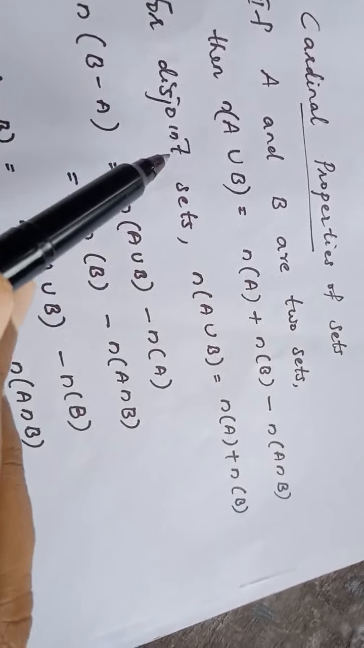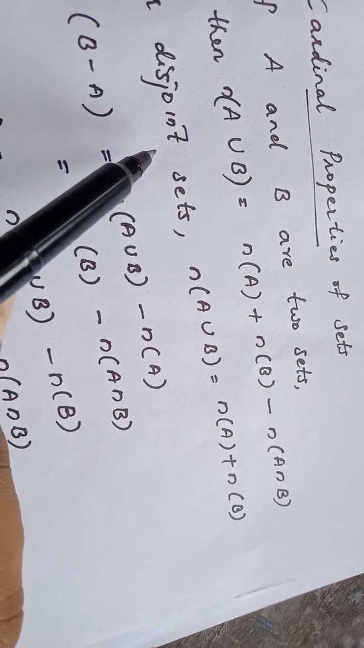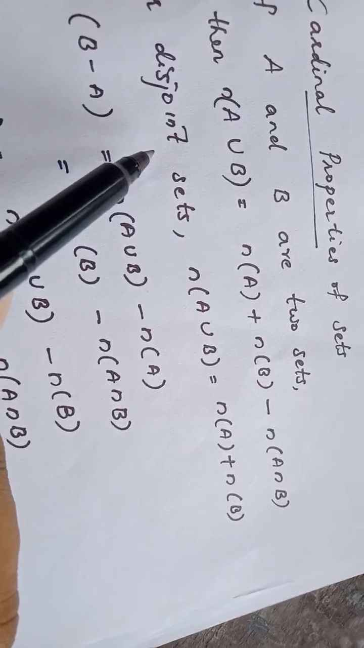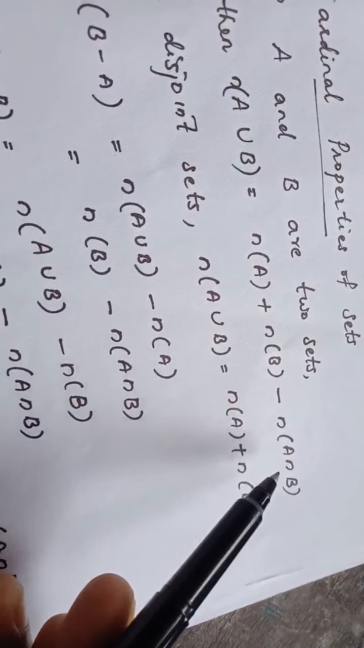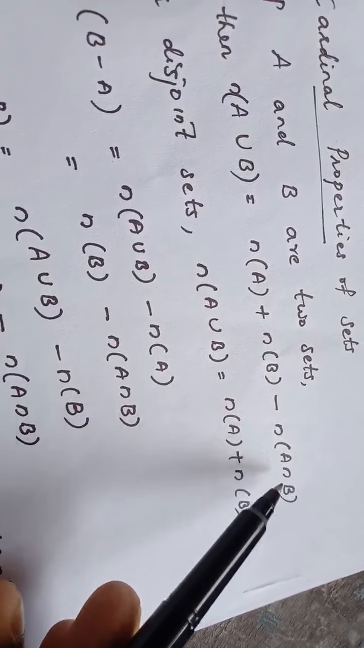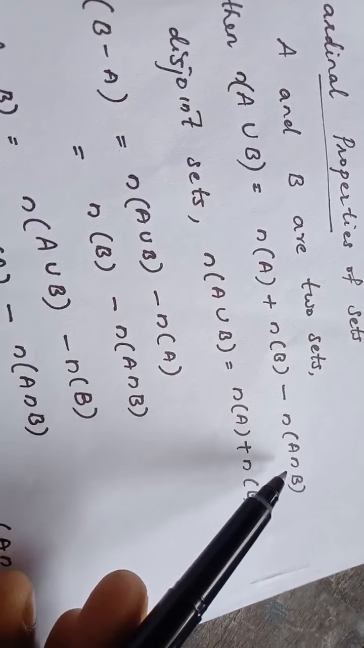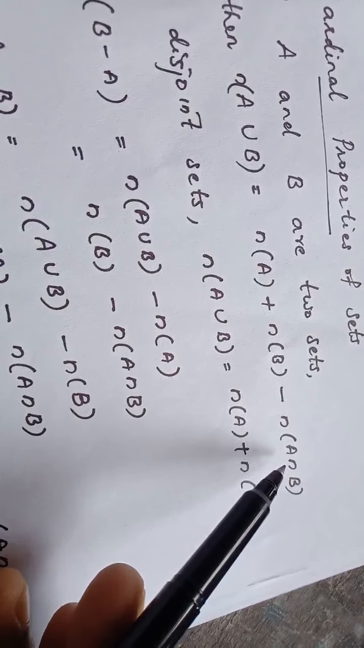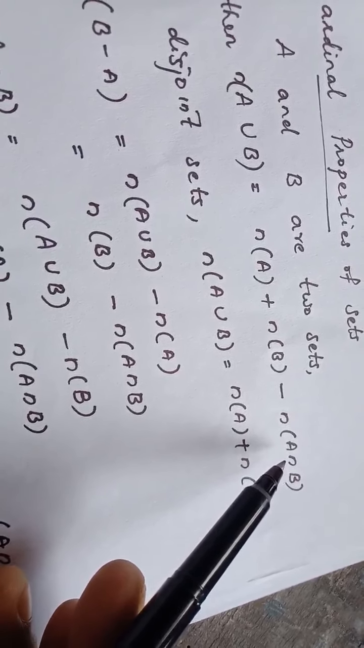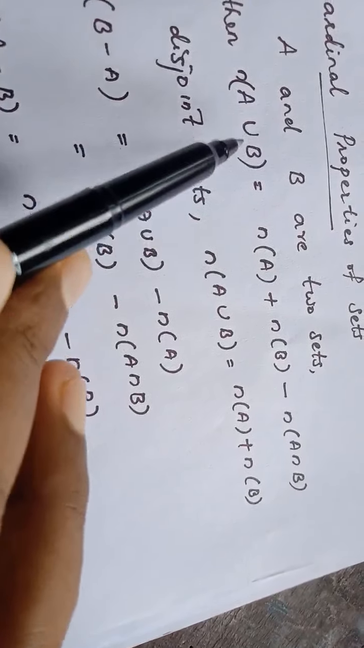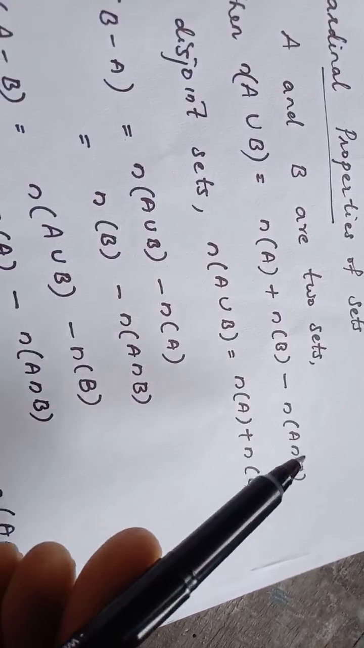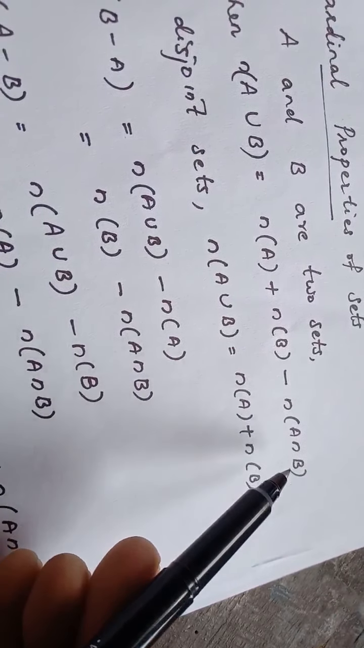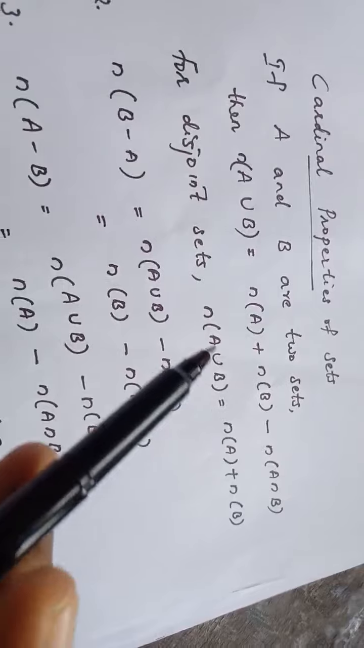Now for disjoint sets, we know that disjoint sets are two or more sets having no elements in common. So if A and B are two disjoint sets, then there will be no elements in common and their intersection will be null set. So therefore for disjoint sets, n of A union B will be n of A plus n of B, since n of A intersection B is equal to 0.